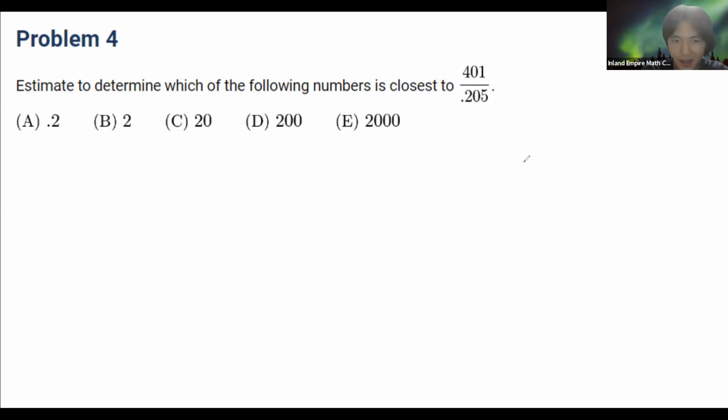So basically, you want to look at the numerator and denominator separately, right? You want to round 401 to the closest nice number. And I think we would all agree that 401 would round to 400, right? It's a really nice number that's really close to it. And to round the denominator, we would round it to 0.2, right? Because it's a really nice number that's really close to 0.205.